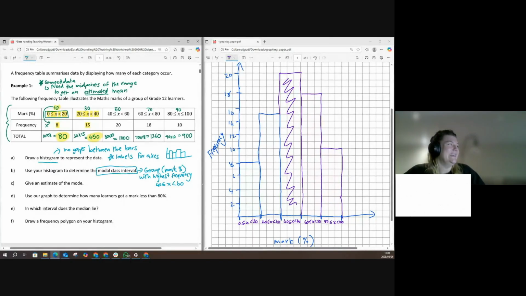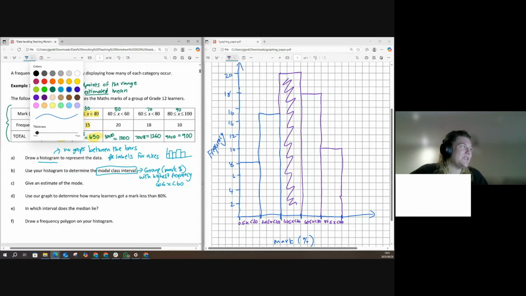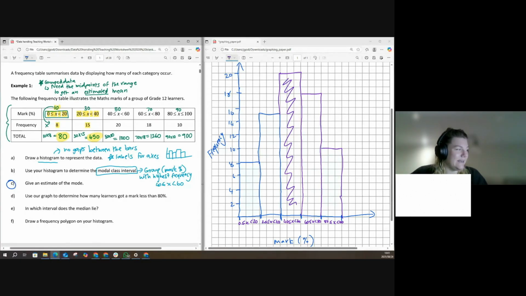Okay, now we get to a fun question that I'm curious to hear how you think we're going to do this. C, give an estimate of the mode. So remember, when it was a mode, it's the one that is the most frequent. And they're asking us to give an estimate. What do you think our estimate's going to be?